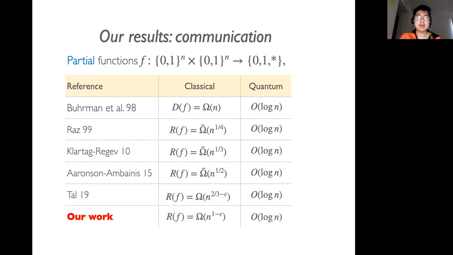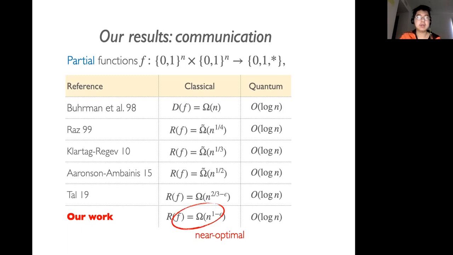Our separation results in the query model imply similar results in the communication model. First, we show that there is a partial function whose quantum communication complexity is log n, but a randomized protocol would require at least n to the 1 minus epsilon bits of communication for an arbitrarily small positive constant epsilon. This improves the prior work by a polynomial factor and is near optimal.